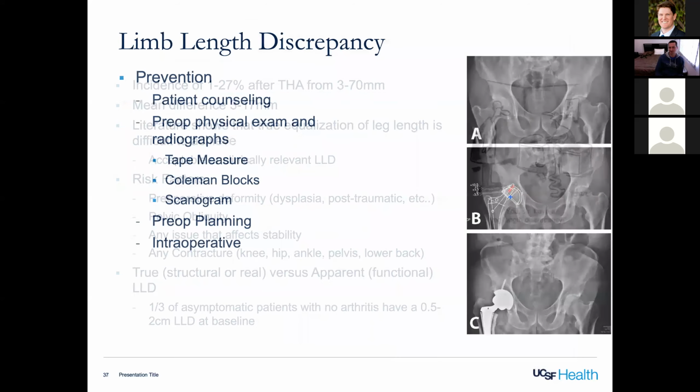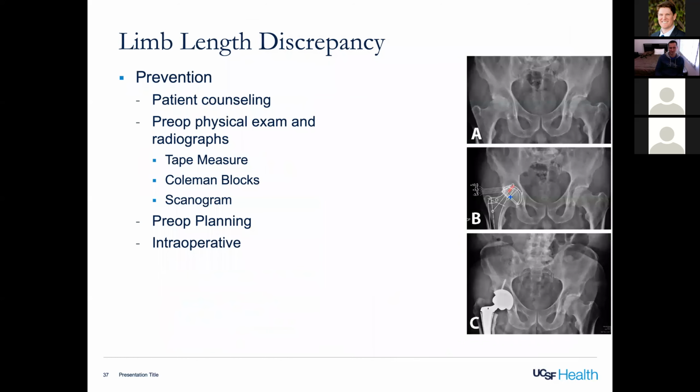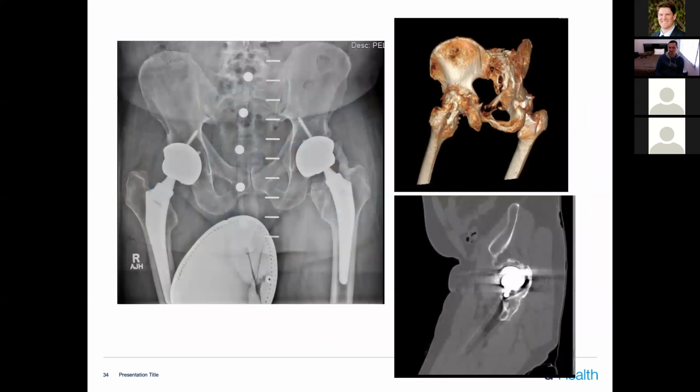Limb length discrepancy. In the last couple of minutes before Dr. Hansen's lecture, any particular questions about this? I know we didn't get to cover a lot. Each of these could be in their own lecture, but hopefully what we covered was useful.